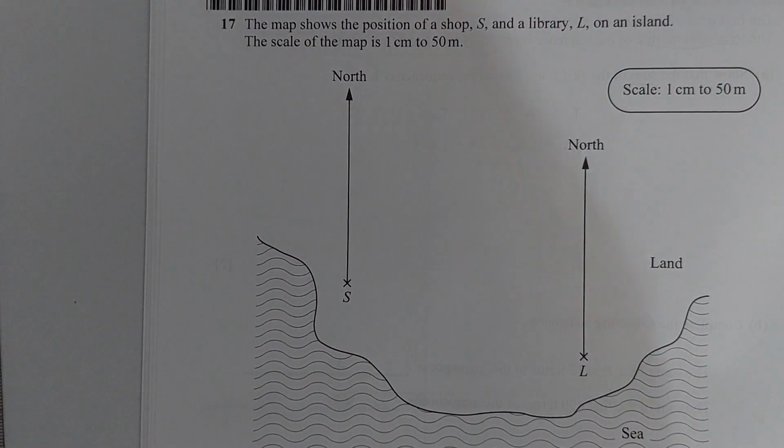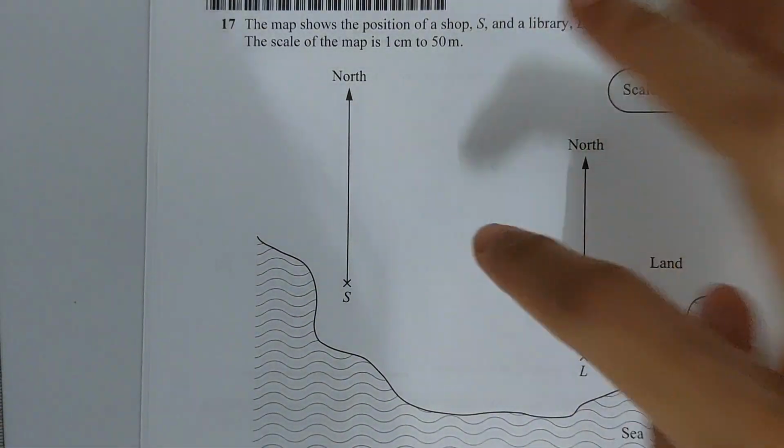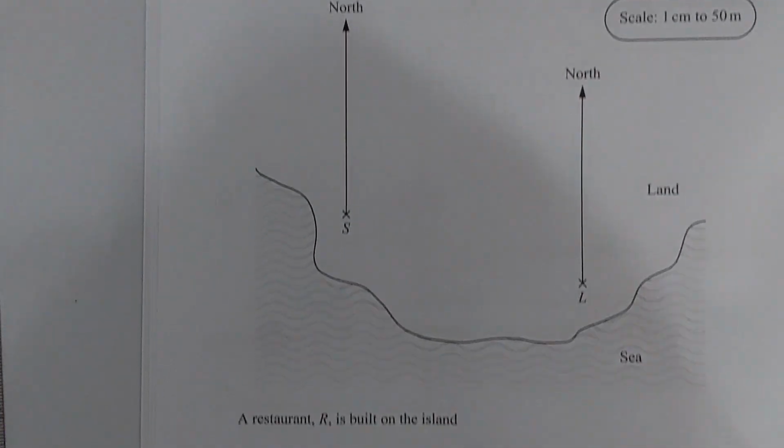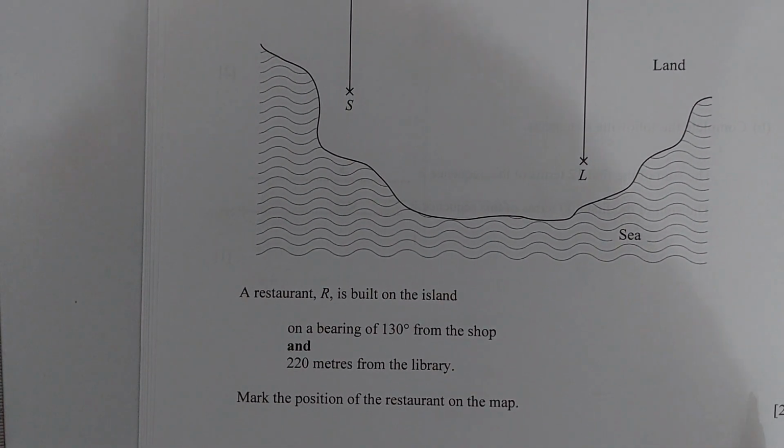Get it? If you want to represent 200 meters, it means you need to draw 4 centimeters on this map. Because the scale is 1 centimeter for 50 meters. Okay, guys? The drawing, I will use pencil. We go to the next one. The question will be here.